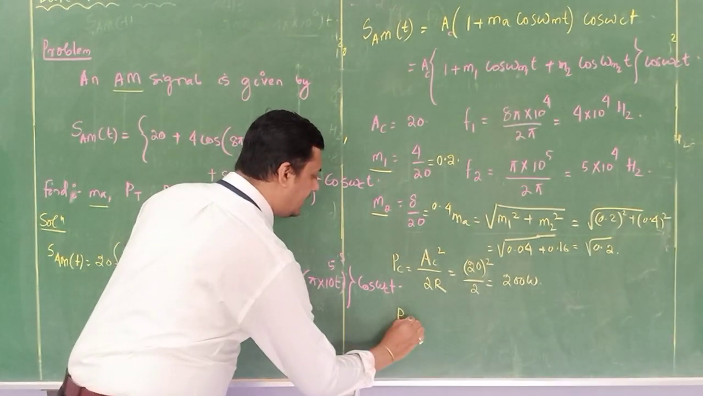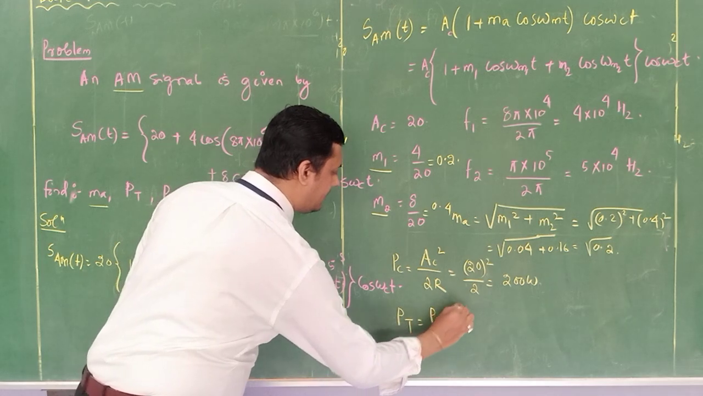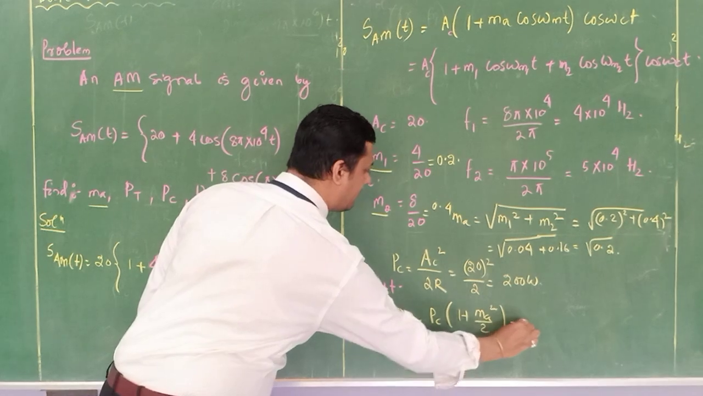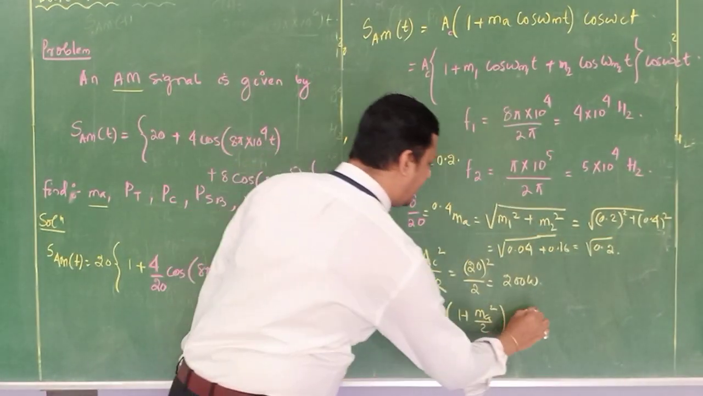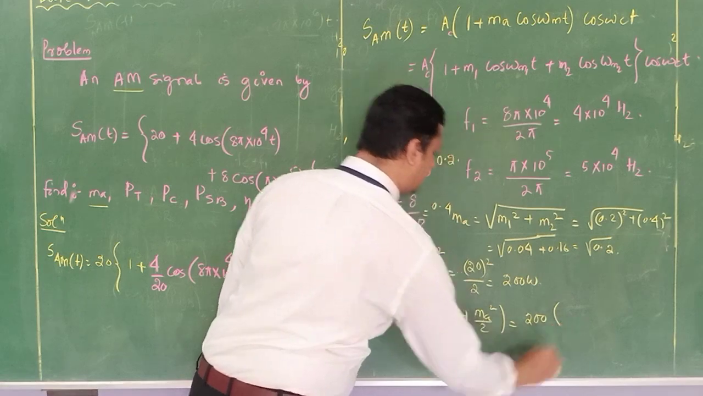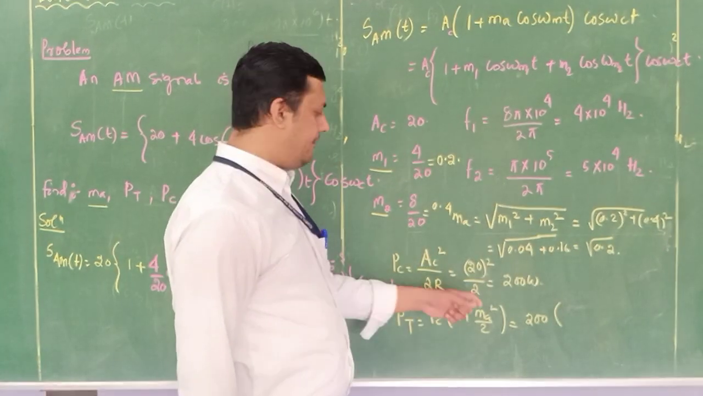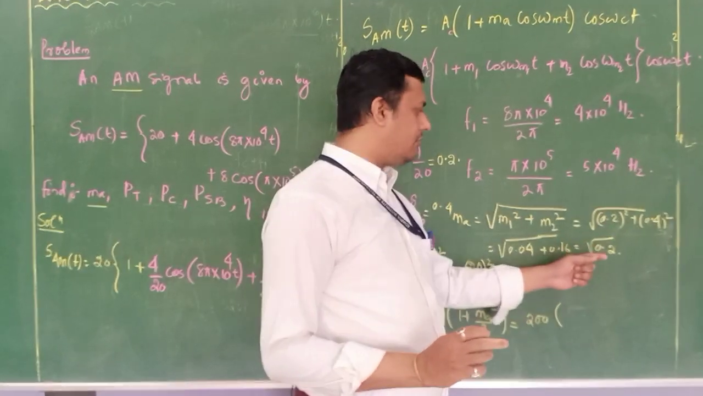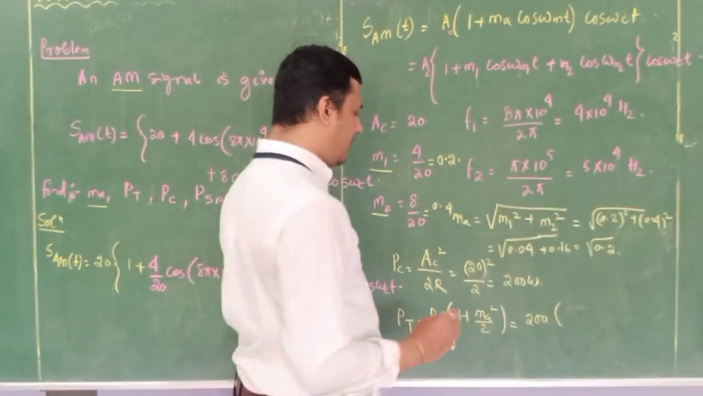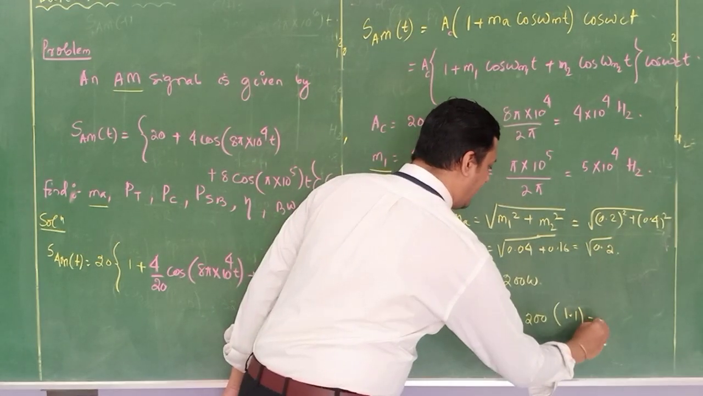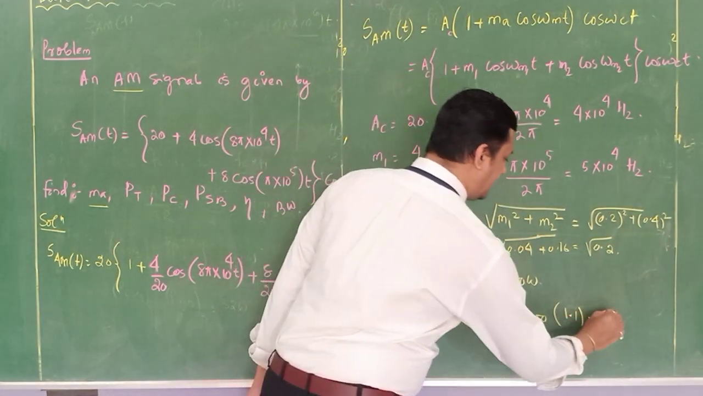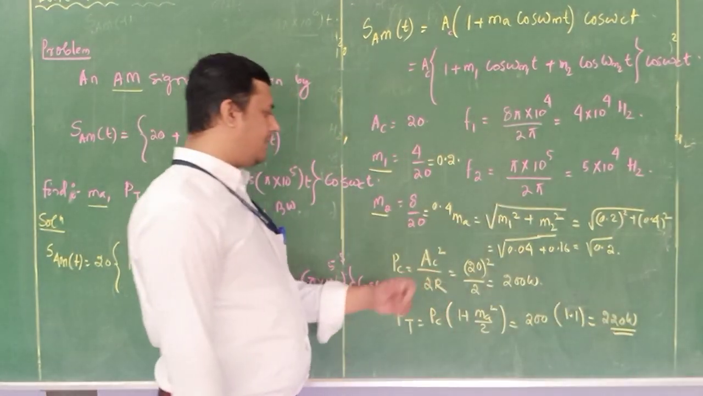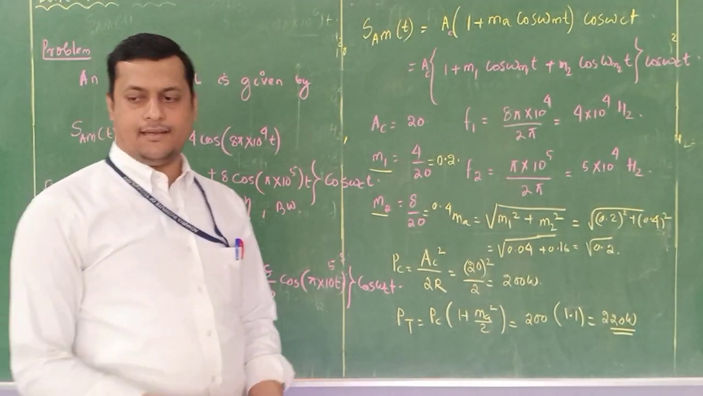Similarly, the transmitted power is equal to carrier power whole into 1 plus MA square by 2. So carrier power is how much? 200 we have got. 1 plus MA square. MA is how much? 0.2 whole square divided by 2, so it is 1.1. So 1.1 means it is 220 watt. So this is my transmitted power. This is my carrier power.